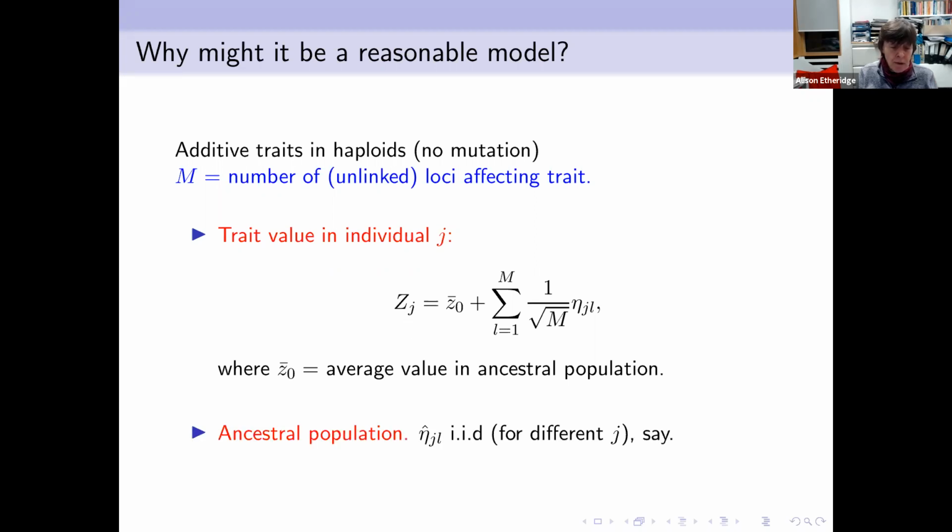And in the ancestral population, I'm going to suppose that for different individuals, the scaled allelic effect at locus L is independent. We just sample independently at random from some distribution of scaled allelic effects in the ancestral population. And it can be different for different loci, evidently. Okay, so the key thing is these are independent for different J.